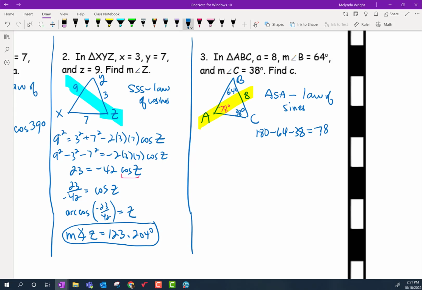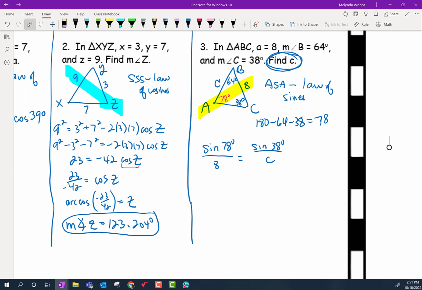All right, so we can set up the first one. So sine of 78 degrees over 8 equals, let's see, they want us to find side C. So then we should use angle C. So sine of 38 degrees over C. Now I'm going to go ahead and cross multiply. I'm going to get this ready to put in my calculator. It's not ready yet. So let's see, 8 times sine of 38 degrees equals C times sine of 78 degrees.